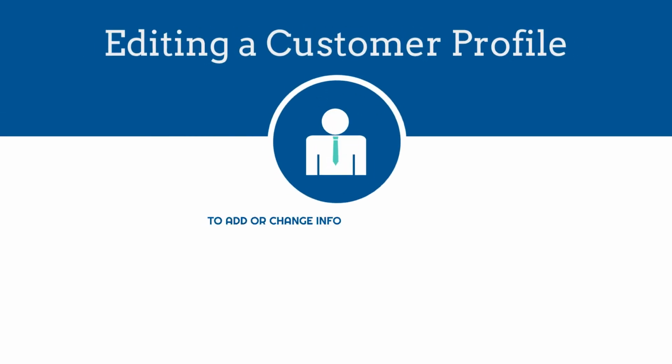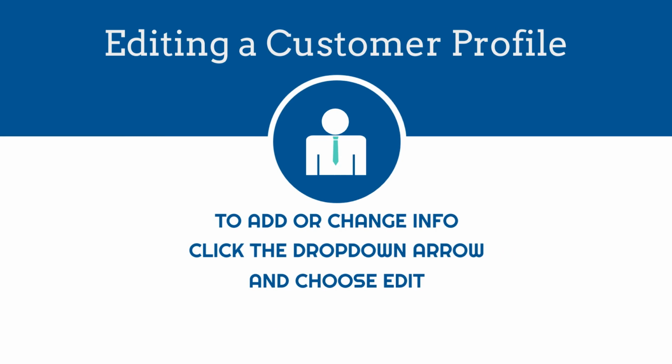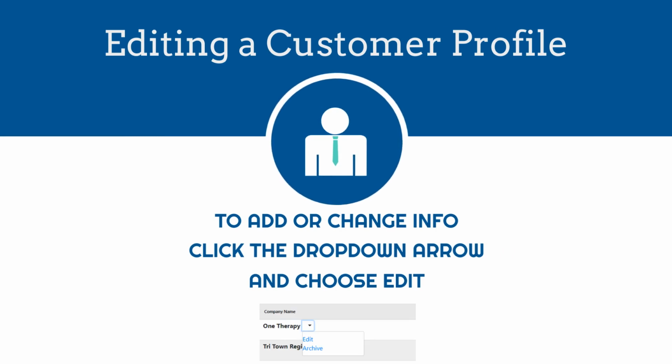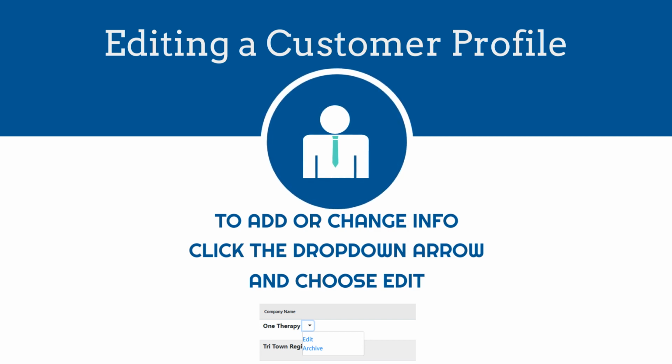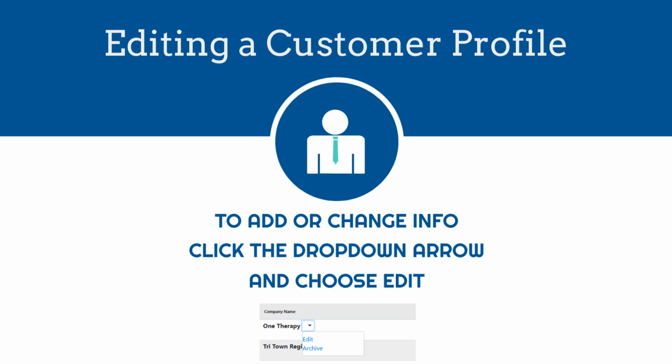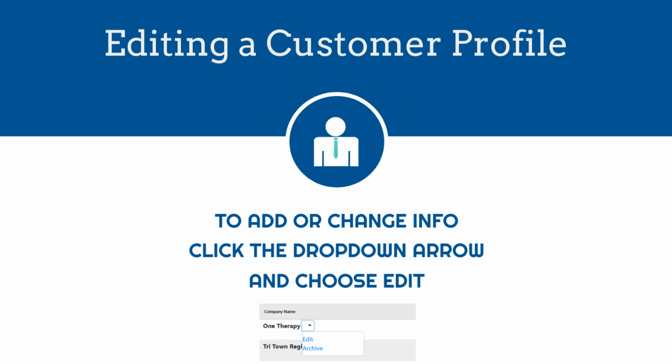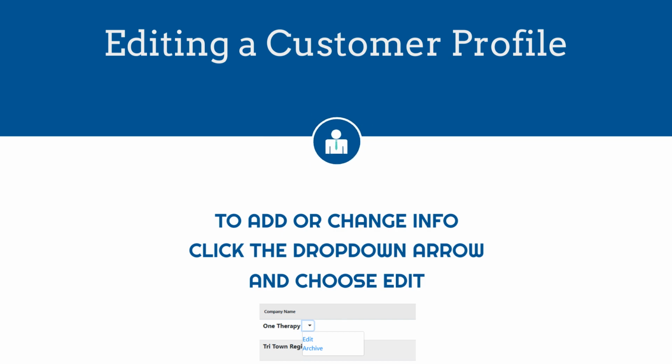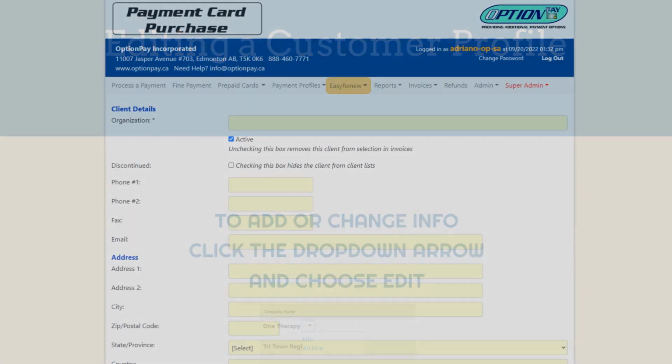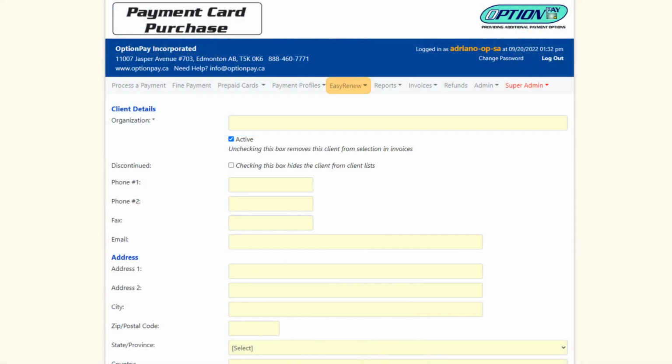button. At any time, if you wish to add or change information on the client invoice profile, you can do so by finding the client in the client list, clicking the drop-down arrow beside the name of the client, and clicking the Edit button. This will take you back to the Client Details page where you can enter the information to add or edit and save changes by clicking Save.